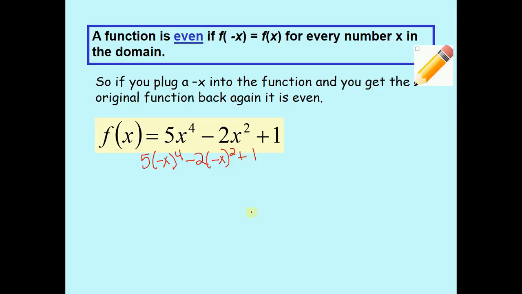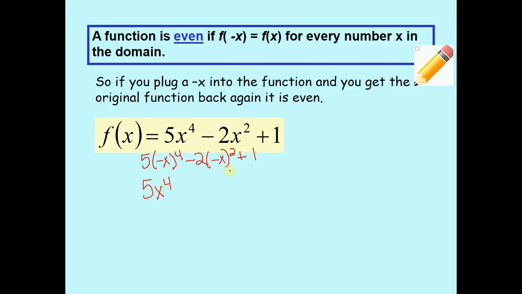Now, let's think about it. If I have negative x to the fourth, so negative 2 to the fourth, that's going to be a positive, right? No matter what that is, it's got to be a positive number. Even if x is negative 2, that would be a positive. So would you agree with me that this would always be a positive x to the fourth, no matter what it is? So that simplifies down to 5x to the fourth.